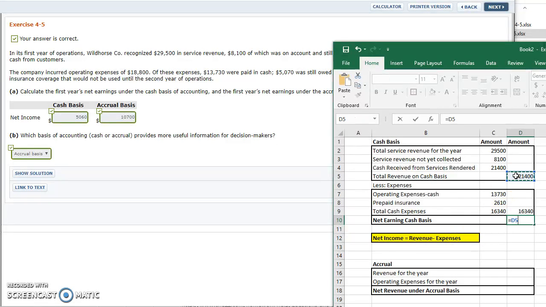Just 21,400 minus the 16,340, which leaves us a net earning of 5,060 on the cash basis.